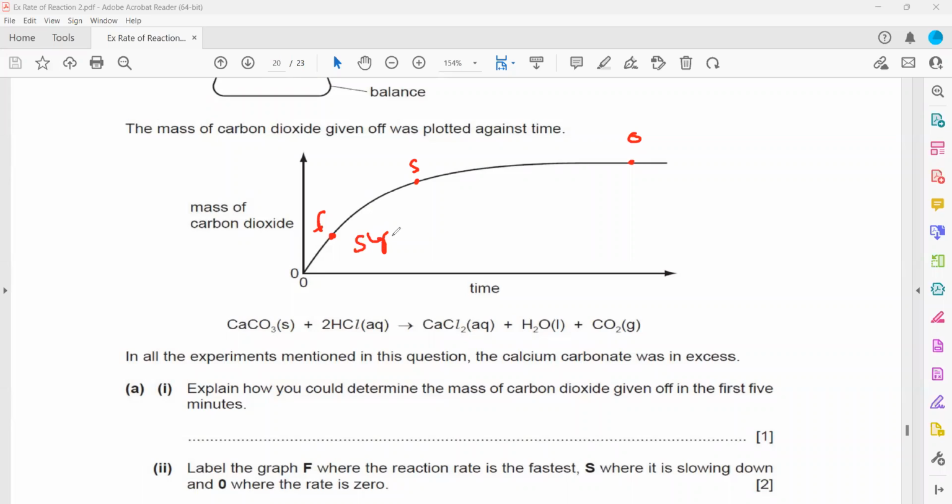So use the term slope or gradient, because they ask you to use the graph to explain which part is fast, which part is slow, and which part is 0.